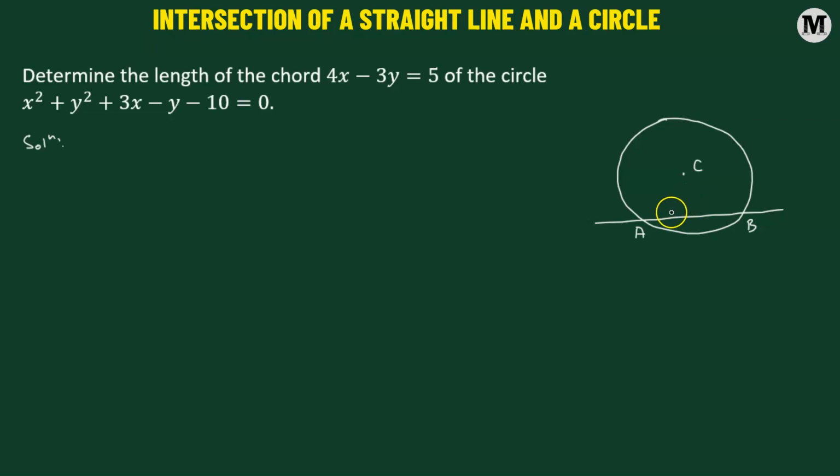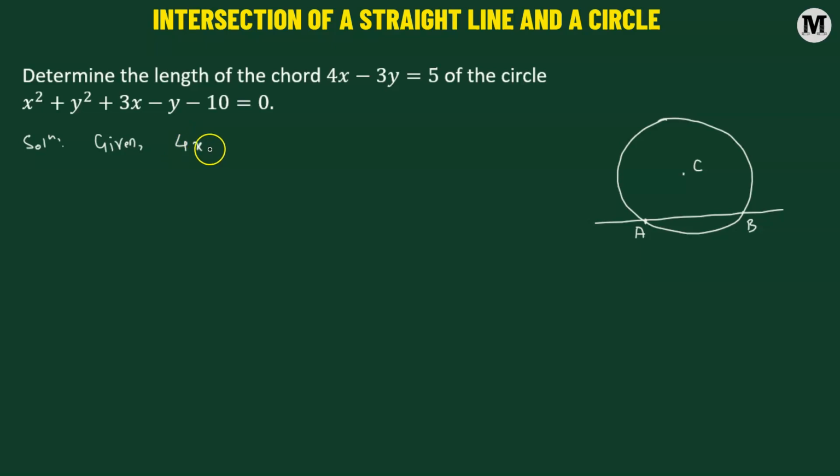So how shall we find out the length of the chord? All we have to do is find out the coordinates of the points A and B, and then we can use the distance formula to find out the length AB. To do that, we'll start with the equation of the line first.